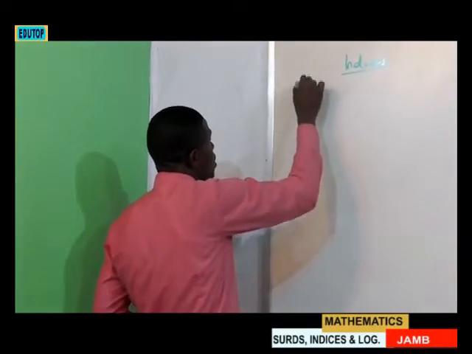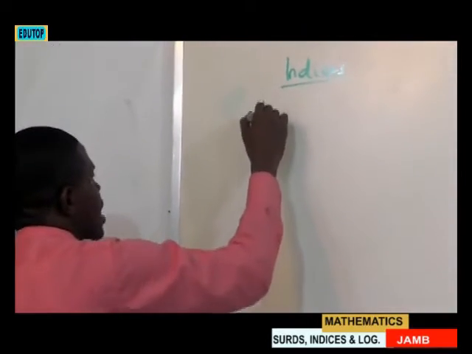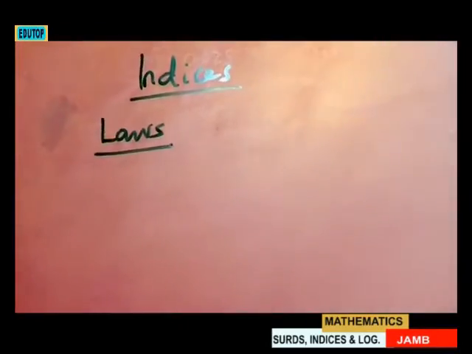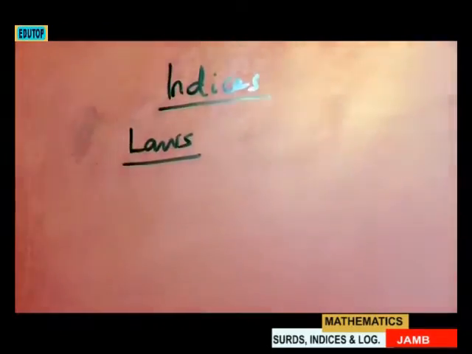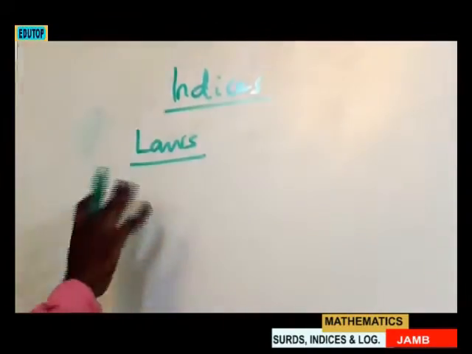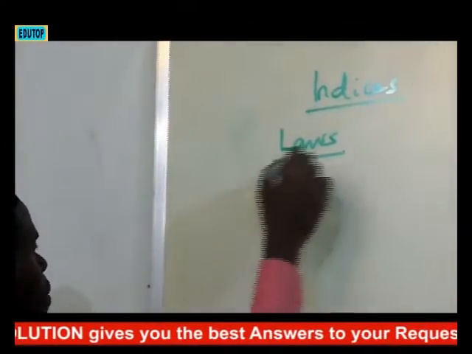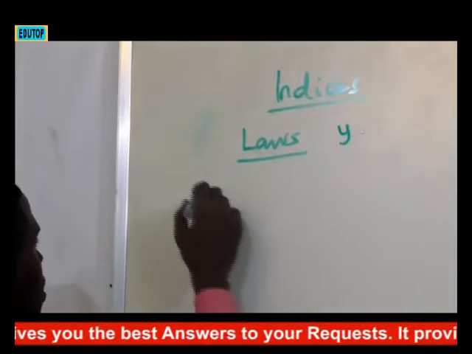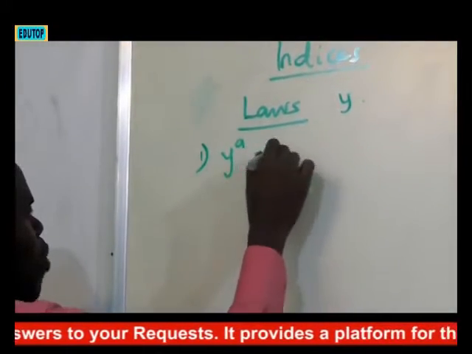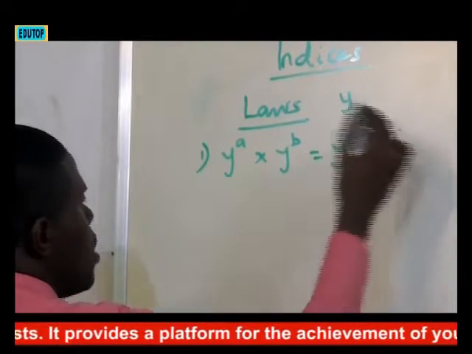In the law of indices, we have so many laws that bind these indices. Before we can survive here, we must be able to recall the laws offhand. The first law says that if you are operating based on y, y raised to power a times y raised to power b is the same thing as saying y to the power a plus b.